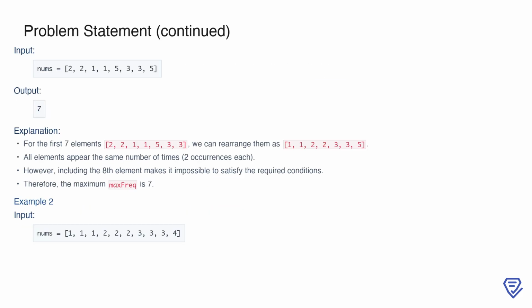In the first example, the input array is 2, 2, 1, 1, 5, 3, 3, 5. The output is 7, and here's why. If we take the first 7 elements, 2, 2, 1, 1, 5, 3, 3, they can be rearranged to 1, 1, 2, 2, 3, 3, 5. When rearranged like this, all the elements occur exactly 2 times, satisfying the condition where all elements have the same frequency. However, if we include the 8th element, 5, it becomes impossible to satisfy the conditions. Therefore, the maximum value of max frequency for this input is 7. This shows how we determine the longest prefix that meets the problem's requirements.